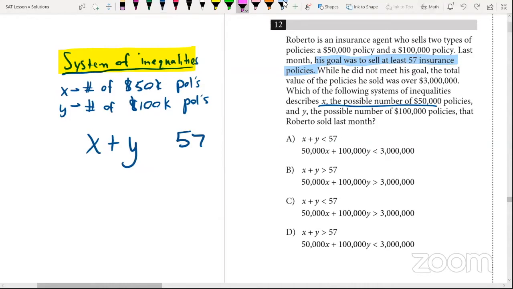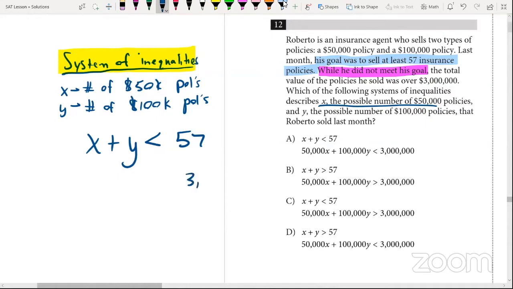in this brutal wording, it says right afterwards, he did not meet his goal. So he did not sell at least 57. So he didn't sell greater than 57 or equal to 57. He sold less than 57. And that is as brutal as it gets, in my opinion.